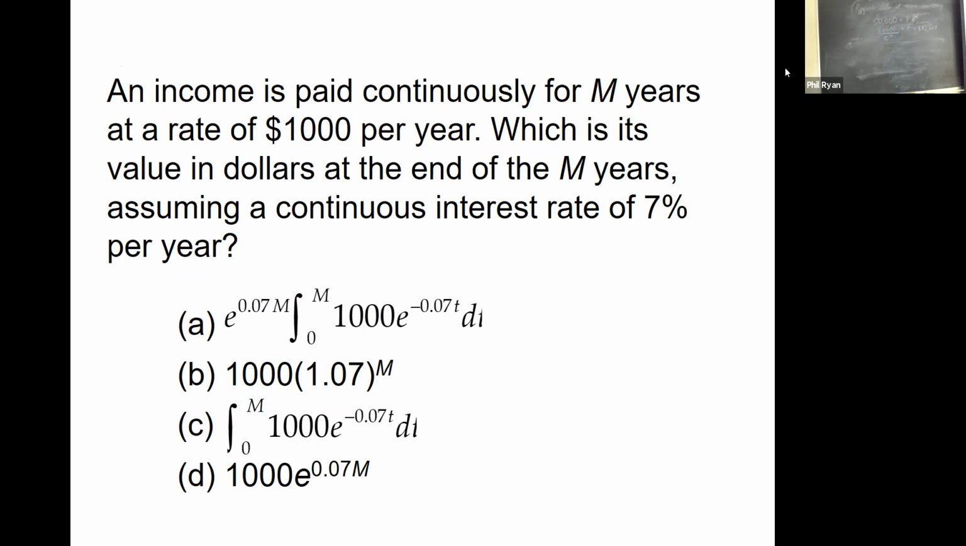Different question. An income is paid continuously for M years at a rate of $1,000 per year. What is the value in dollars at the end of M years, assuming a continuous interest rate of 7%? So now our $1,000 is over the course of a whole bunch of time. So what we have to do is bring it back to the present and then push it into the future. Okay, the reason, right, because it's over a period of M years, it's all straggled up, it's all got different time periods related to it. So we've got to put it under a constant time regime and then put it in the proper time that we want.